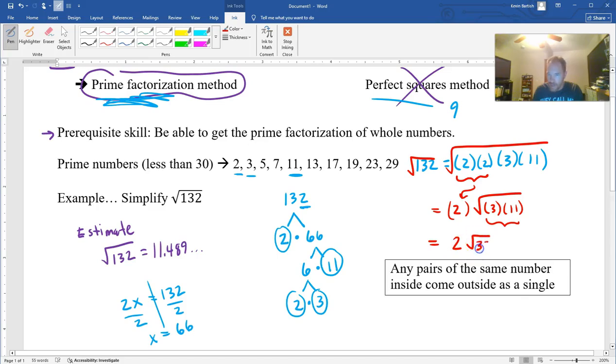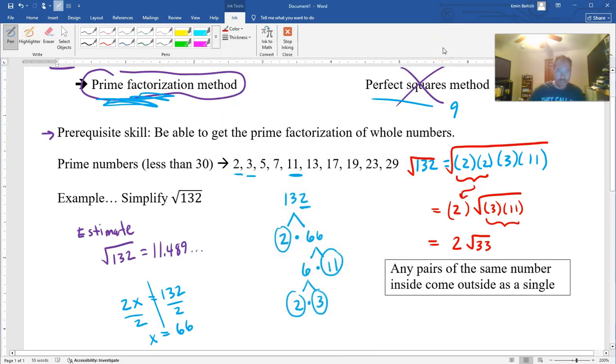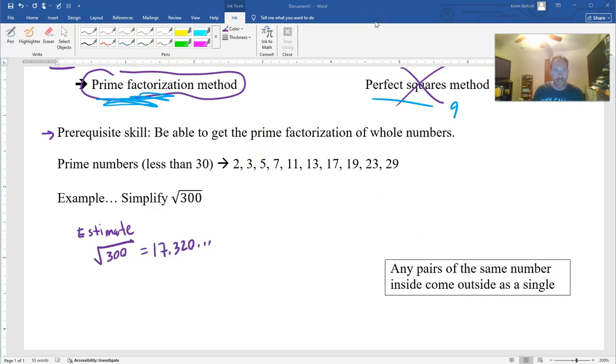So the only other thing I'm going to do here is calculate 2 times the square root of 33. Hope to get that 11.489. Let's see here. 2 times 33's square root is equal to 11.489. Looks good. Okay. Box that in. We'll do 2 or 3 more here. But so square root of 132 simplifies to 2 times the square root of 33. All right, square root of 300 is our next example.